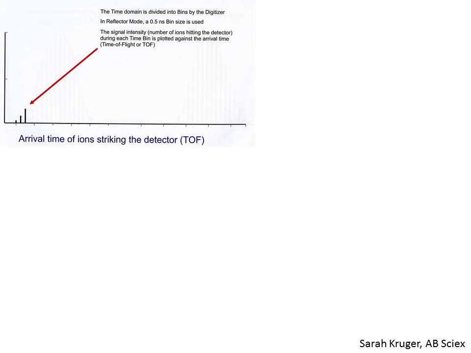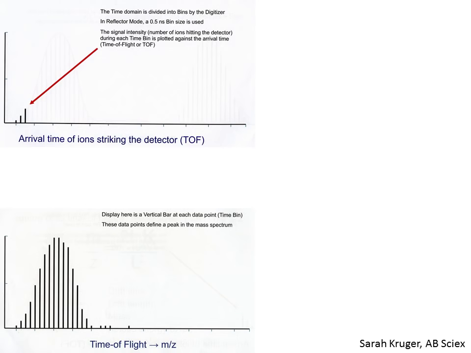We revisit this diagram from earlier, where ions arriving are counted in bins of half a nanosecond. After enough time has passed to measure the desired mass range, typically 350 to 1500 Daltons, the intensity bars are joined to produce a spectra.